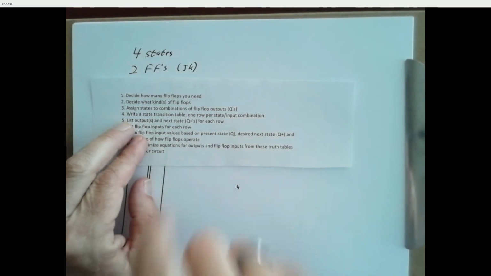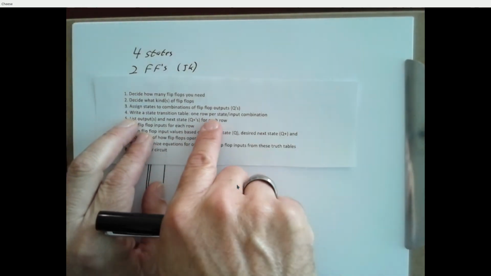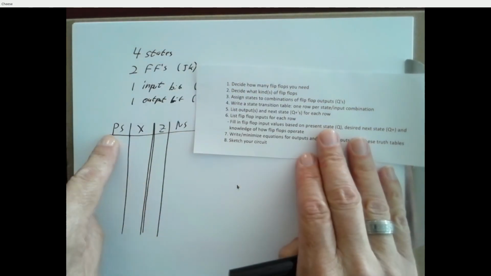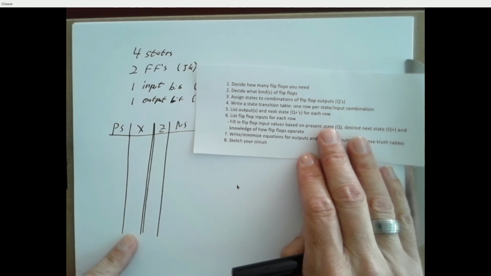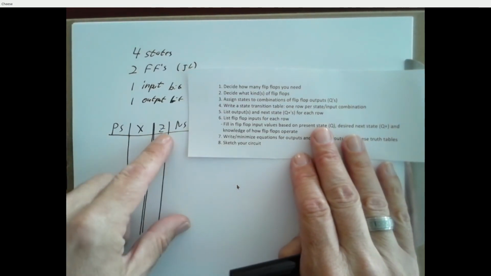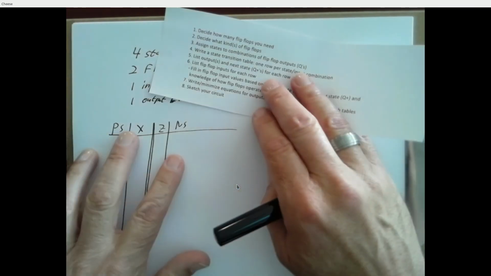And then the big step, make a state transition table. So you're going to have one row for each combination of state and input. So present state and inputs. For each combination, you have a row in your truth table. And then list the outputs and the next states. And that comes from your diagram. And then you can throw away your diagram and just work from here.